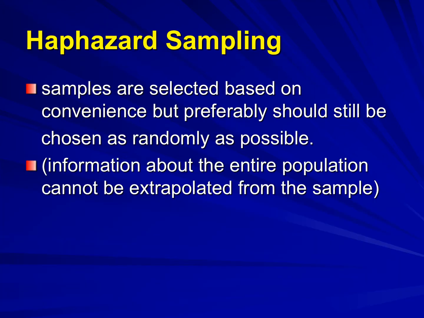The next type of non-probability sampling is haphazard sampling. In this sampling method, samples are selected based on convenience, but preferably should still be chosen as randomly as possible. But in this case also, we cannot generalize or extrapolate our study result onto the whole study population.